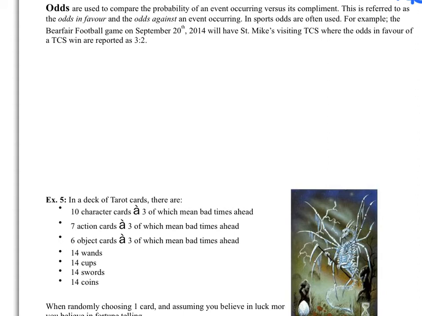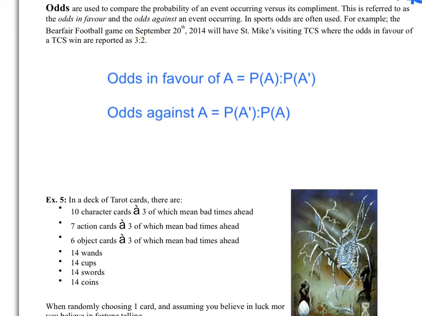Exactly. Now, you may have just noticed that the notation we use for odds is a little different. We use a colon. So the odds in favor of event A is equal to the probability of event A occurring, colon, the probability of not A. And then, of course, the odds against event A would be written as the probability of not A first, then colon, then the probability of event A.